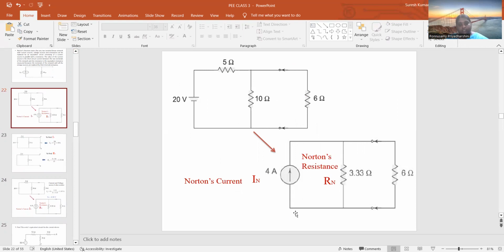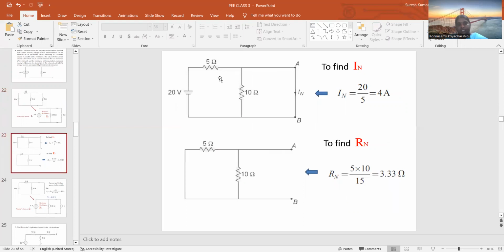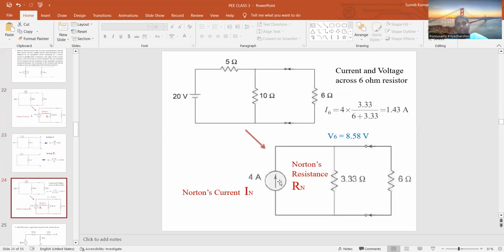What is the short circuit current? This has to be removed and short circuited, and find the current which is flowing through that. And similarly, RTH: we remove this and find the RTH and replace it. 20 by 5 is 4 amps, and RN is 5 by 15 amps. So that is my final answer.